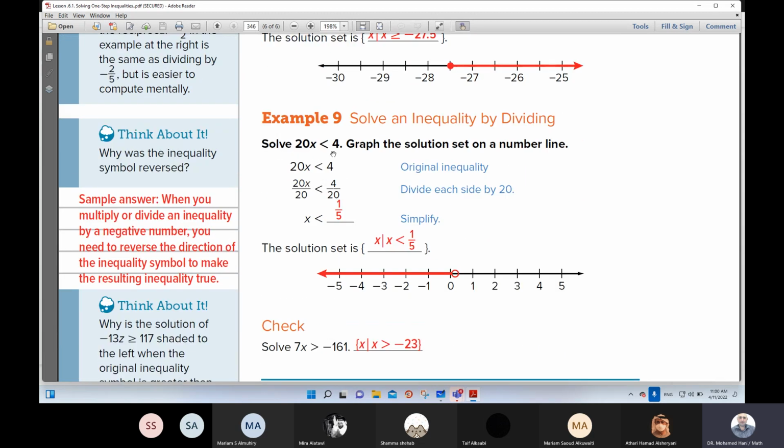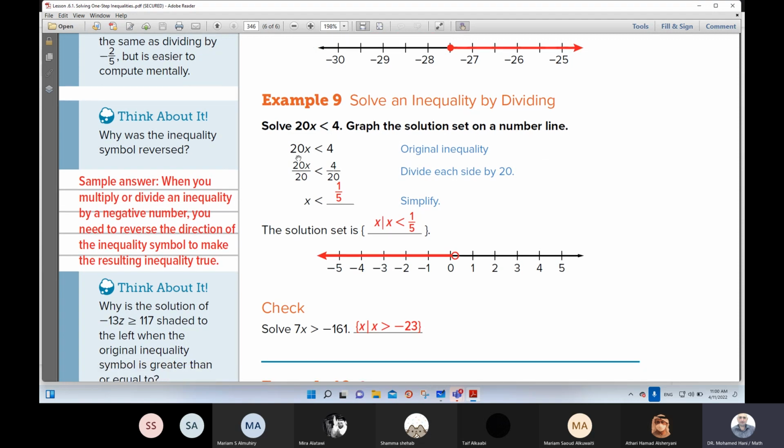Solve 20x less than 4. Graph the solution set on a number line. So 20x less than 4. Divide the two sides by 20. 20x divided by 20, 4 divided by 20. So here x, here less than, and here simplify this fraction, you will get 1 over 5.